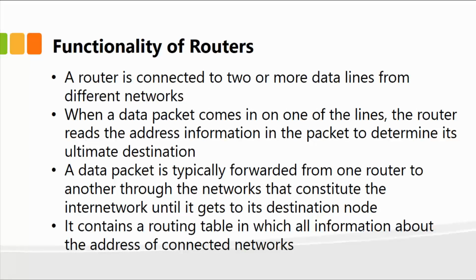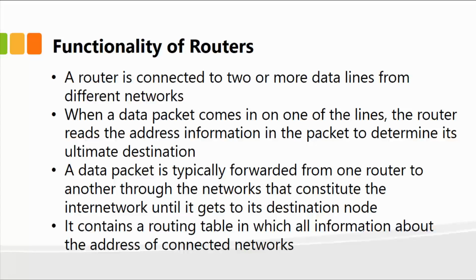Some of the basic functionality of routers: a router is connected to two or more data lines from different networks. We talked about that. When a data packet comes in on one of the lines, the router reads the address information in the packet to determine its ultimate destination. The data packet is typically forwarded from one router to another through the networks that constitute the internetwork until it gets to its destination node. For instance, if I were to send you an email and I'm in the US and you're in Europe, it's going to pass through different routers across various networks.